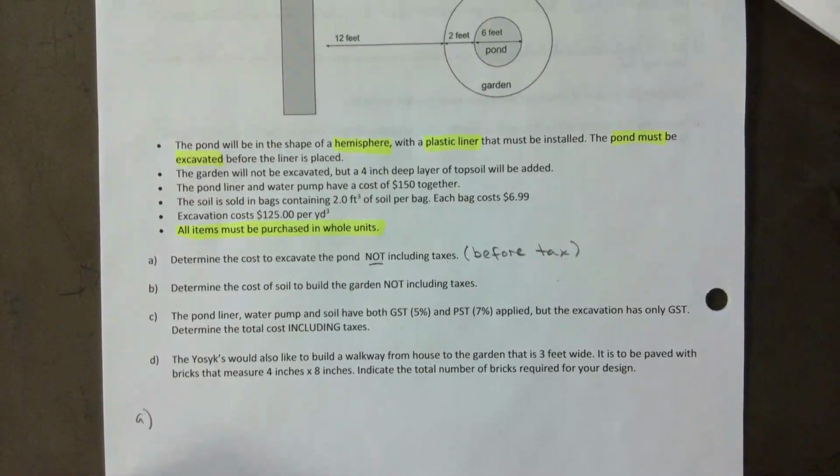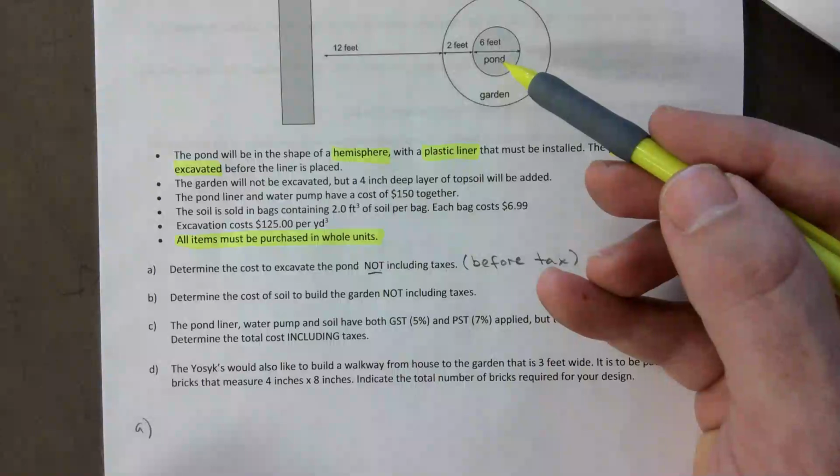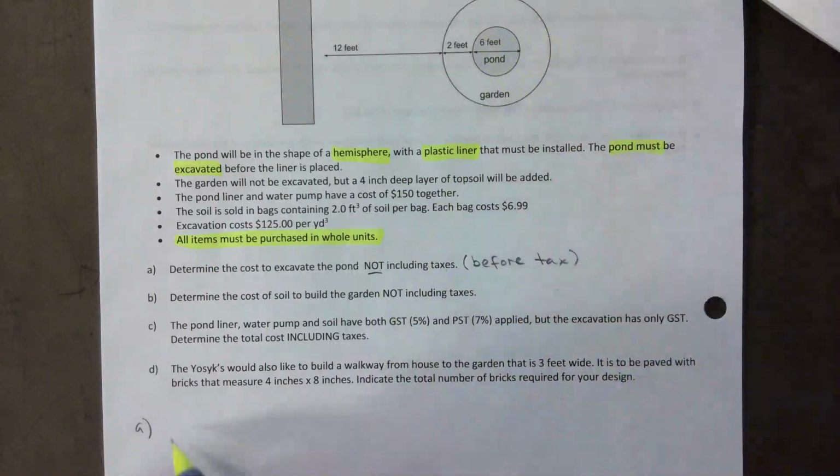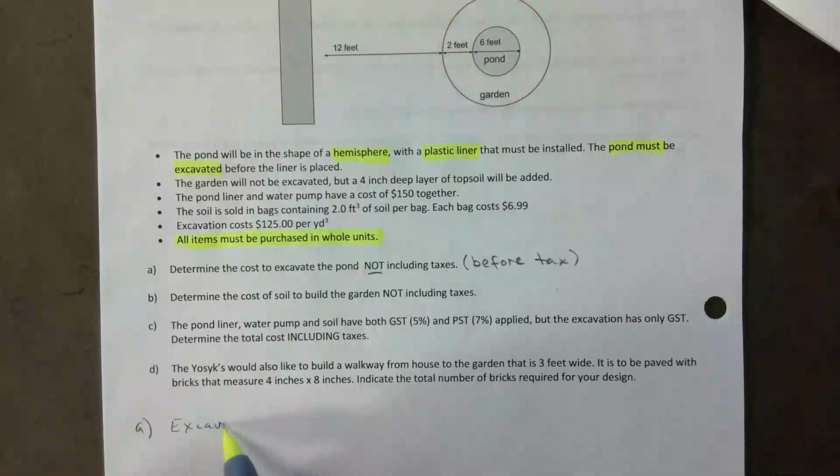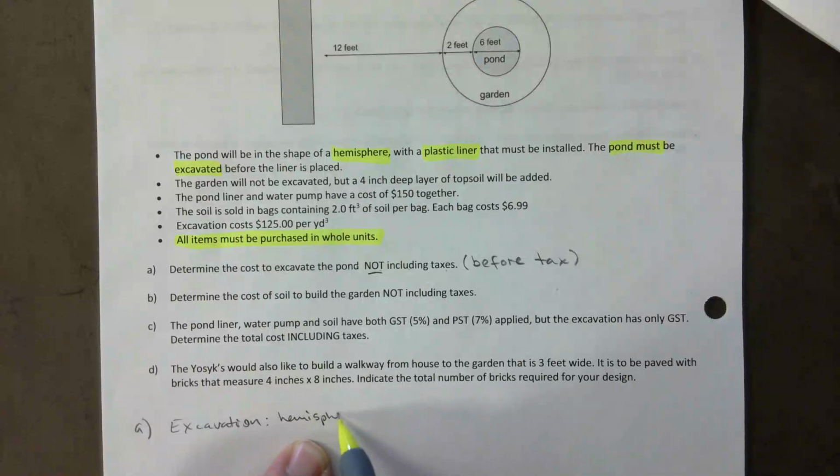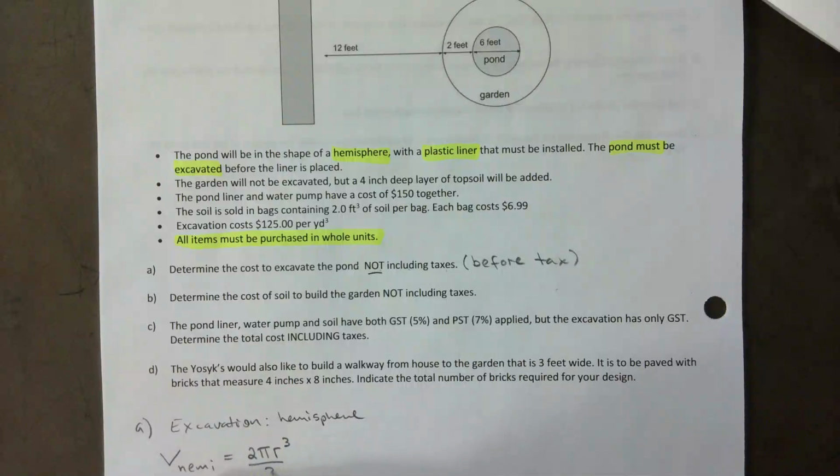For excavation, what are we going to do? We're just dealing with the pond here. That's the only thing that needs to be excavated. So excavation. What is the shape of the excavation? Geometry. Okay, got it. So we would use, I hope you would understand that this is volume. Volume of a hemisphere would be 2 pi r cubed divided by 3.